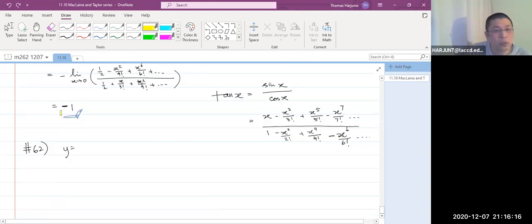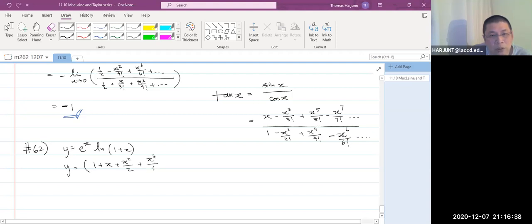Number 62. y equals e to the x times natural log of 1 plus x. Now e to the x is the series. Let me do it this way: 1 plus x plus x squared over 2 plus x cubed over 6 plus x to the 4th over 24 and on. That's for e to the x, times the natural log of 1 plus x. I wonder what that is. I don't remember, so I cheat from the book. Do you know where to find it? x minus x squared over 2 plus x cubed over 3 minus x to the 4th over 4 and on.